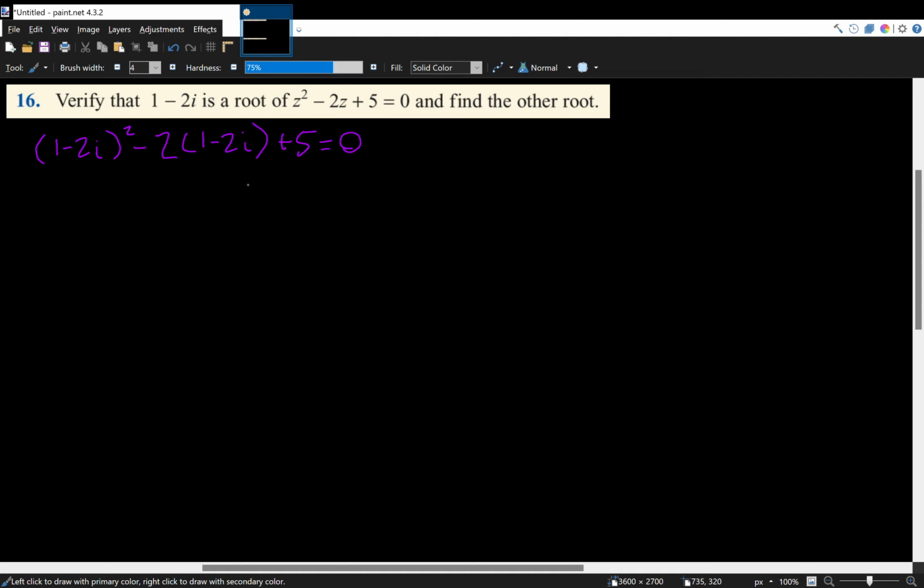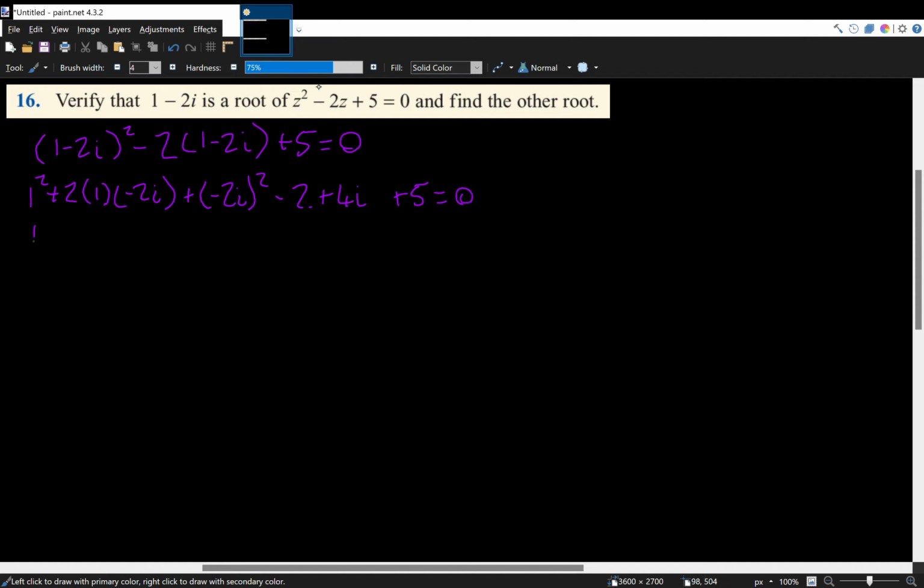So 1 minus 2i all squared is going to be 1 squared plus 2 times 1 times minus 2i, and then plus minus 2i squared. And then we multiply our brackets here. Minus 2 times 1 is minus 2, and minus 2 times minus 2i is plus 4i, and we still have our plus 5 over here.